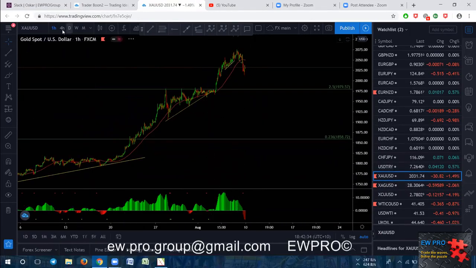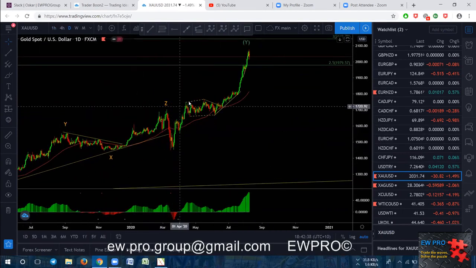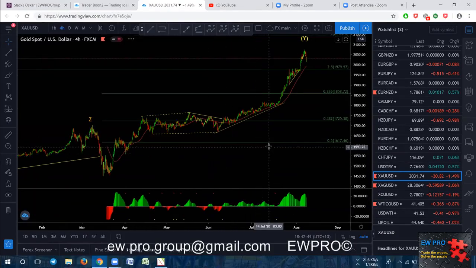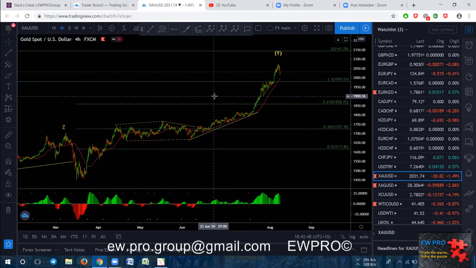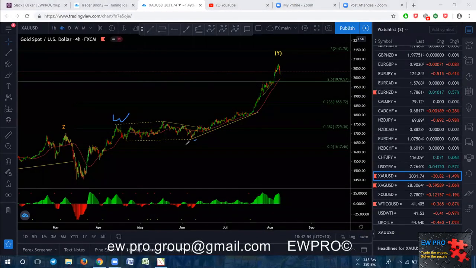Gold's right at the top. It didn't give a crossover here. We're in a wave Y on the H4, big wave. So we've got a W. I'm looking at all this as a correction.